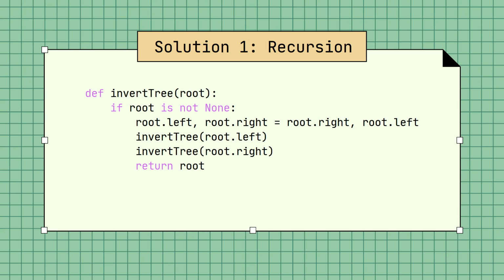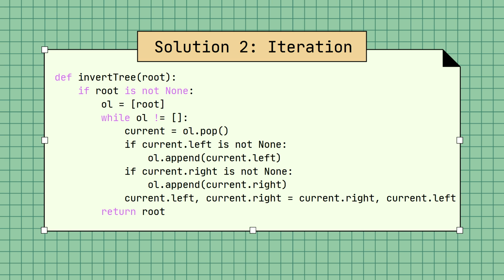The second solution is to use iteration. We iterate over all the nodes using an open list. At first, the open list only contains the root. Then we pop the last item out of the list and append its children to the open list. For the node we popped out, we perform the swap. We keep doing the popping and appending until there's nothing in the open list anymore. Now we have gone through every node and made the swapping. We can return the root.